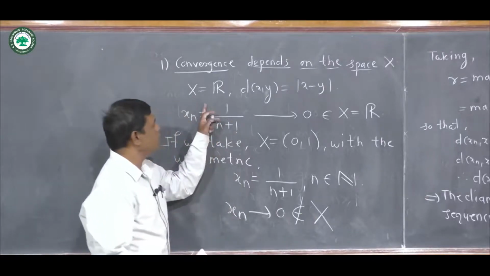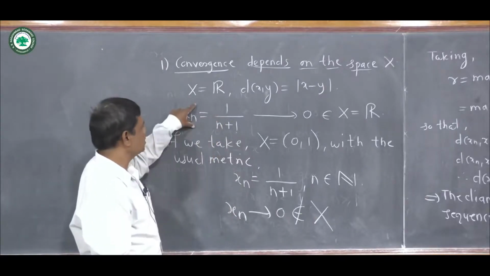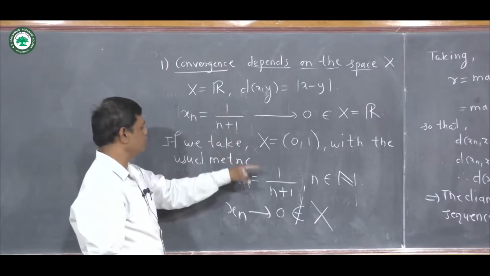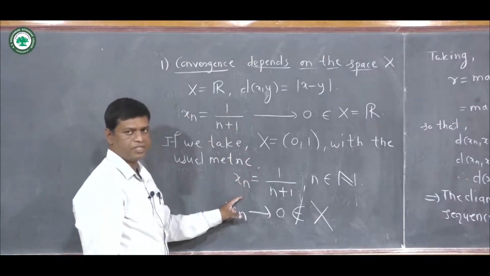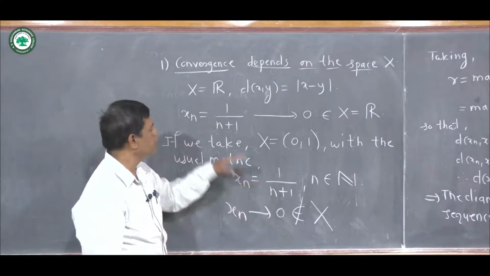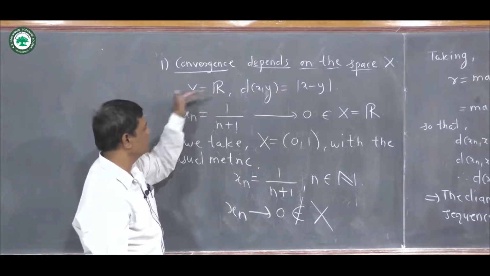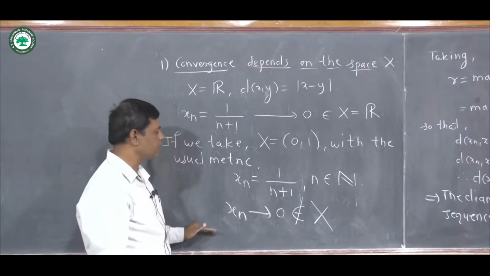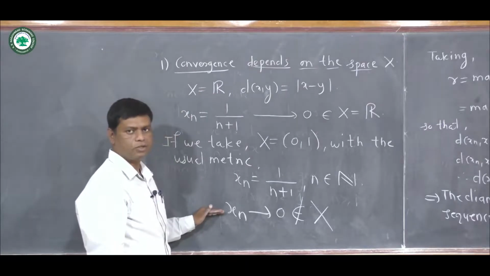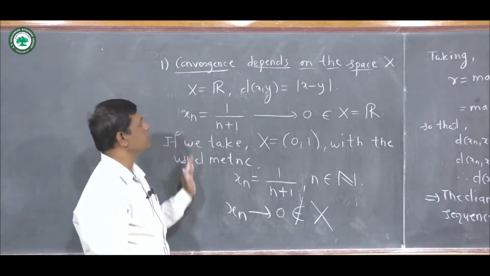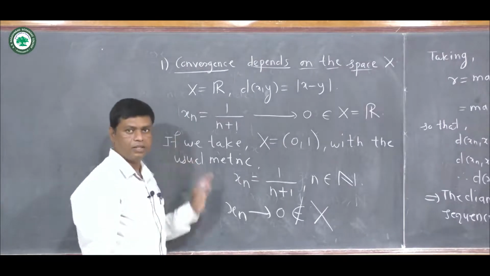So we have the same sequence xn equal to 1 upon n plus 1 in both cases. But in the set X equal to R, the set of real numbers, this sequence is convergent, while in the open interval (0, 1) this sequence is not convergent. Therefore convergence depends on the space X or that set.